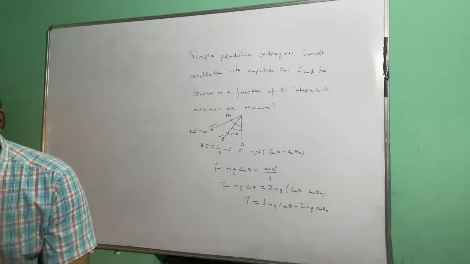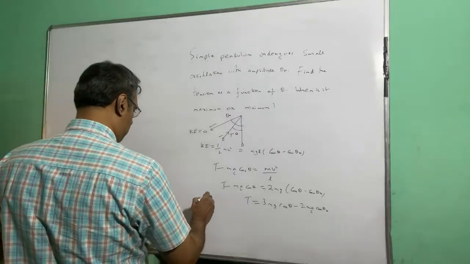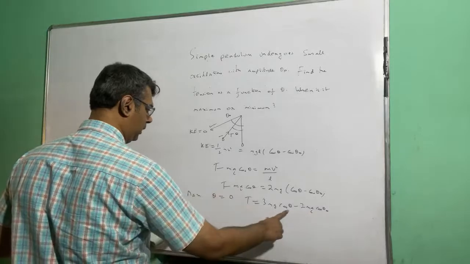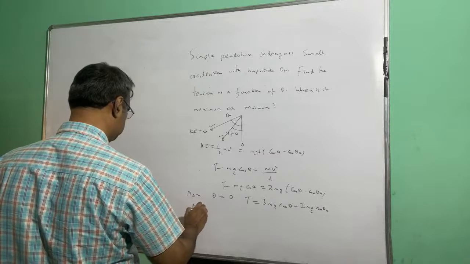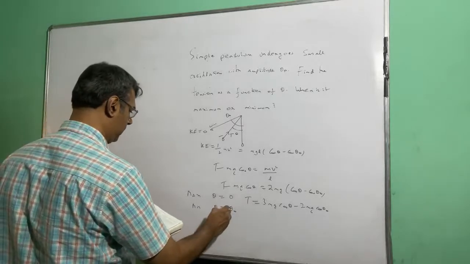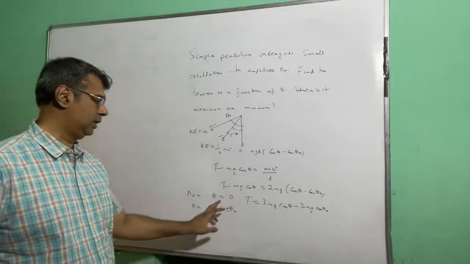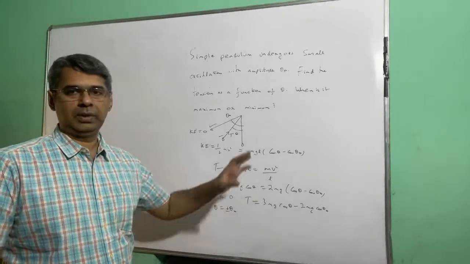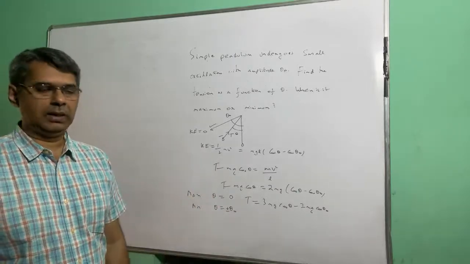Now the second part of the question is when will the tension be maximum and when will it be minimum? Obviously maximum will happen when theta becomes 0, because that's the maximum value of cos theta, and minimum will happen when theta is theta 0, or actually plus minus theta 0. So this is how you can do applications of simple harmonic motion in gravitation.